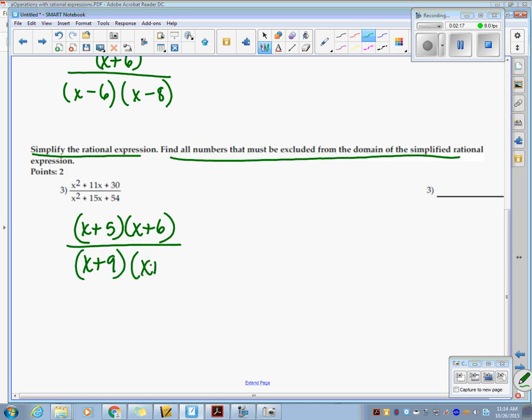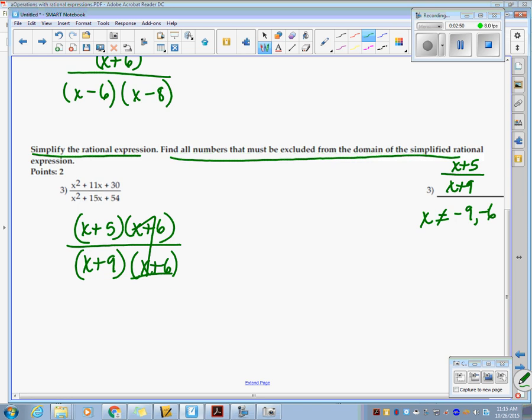Now before you cancel, you need to give the restrictions, because after you cancel, you've lost a couple of the restrictions. So x cannot be -9 and -6. And now I'm ready to take out my 1s. This is 1, so you can cancel that. And so my answer is x plus 5 over x plus 9.